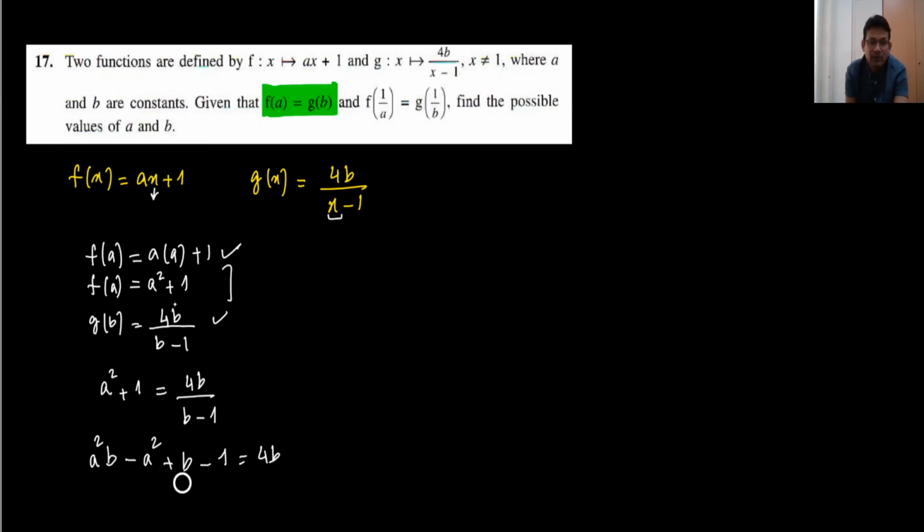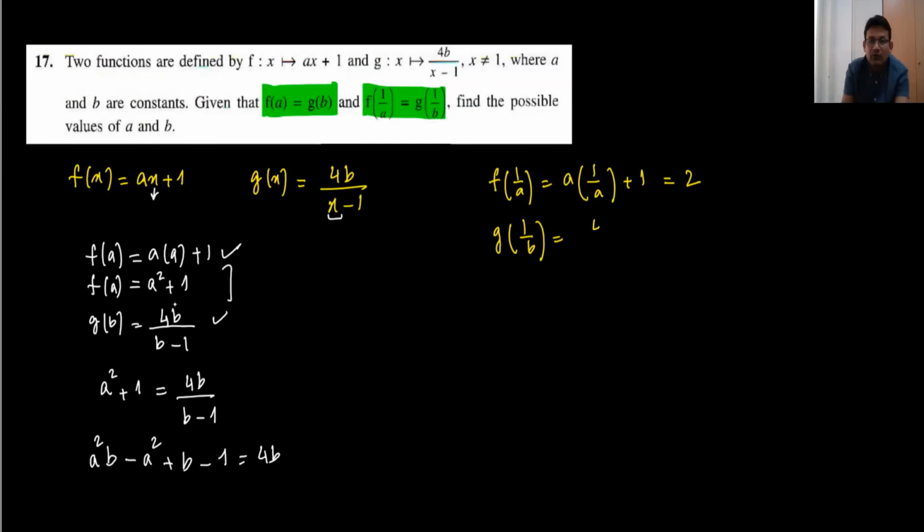When you want to arrange, you can arrange, but when you move to the second part, it means I have to put f of 1 upon a. So 1 upon a means this equation will become a times 1 upon a plus 1, and that's the value. A cancels out, 1 is coming, and 1 is coming, 2 only. So next you have to put 1 upon b in g. So this will become 4b divided by 1 upon b minus 1.